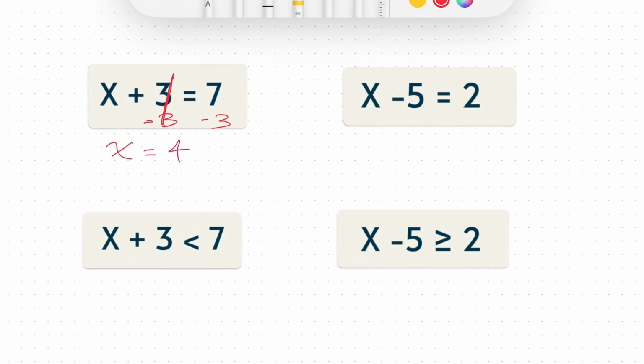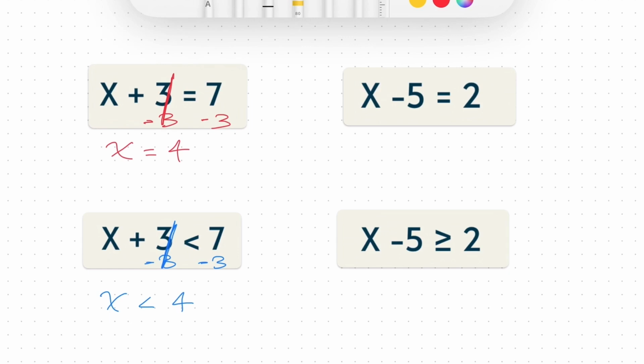Now, solving an inequality is no different. All I'm trying to do is subtract 3 from both sides. And instead of having an equal sign, I have an inequality. So this would end up being x is less than 4. I hope you guys can see how closely these two processes are related.